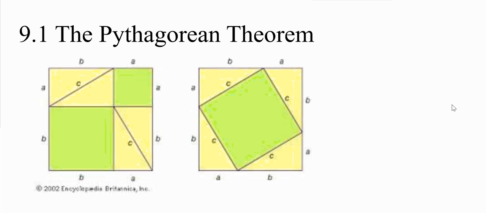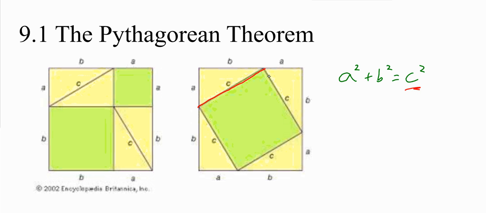All right, mathletes, here we're starting our new and final unit on trigonometry. We're going to look at 9.1, the Pythagorean Theorem. Hopefully you've had exposure with this before, but we should note that our Pythagorean Theorem is a squared plus b squared equals c squared, where c is our hypotenuse of a right triangle.